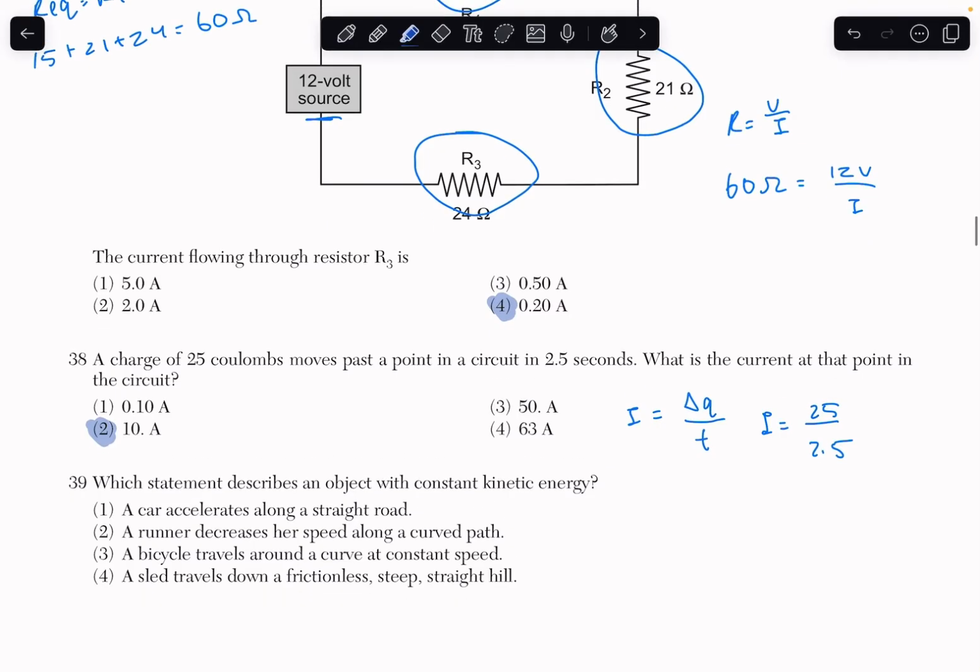39. Which statement describes an object with constant kinetic energy? So choice 3 is clearly the answer because, remember, the equation for KE is 1/2 times mass times velocity squared. And if you want a constant kinetic energy, you need to keep the components of mass and velocity constant. Choice 3 states that it's going at constant speed, while the others are all speeding up or slowing down. So that's how we know that choice 3 is correct.